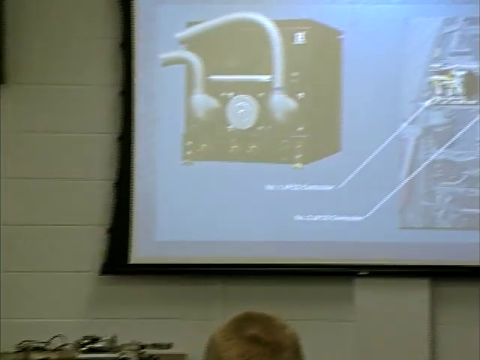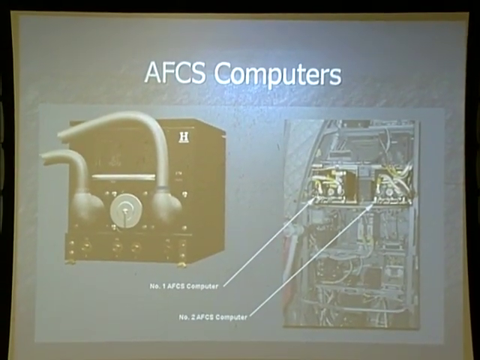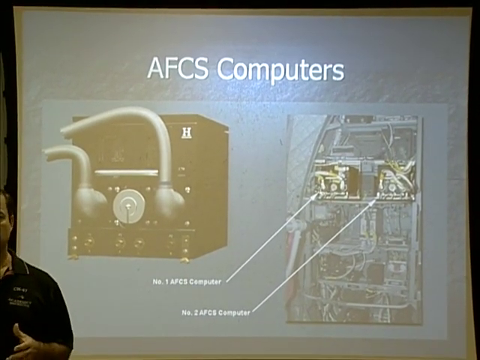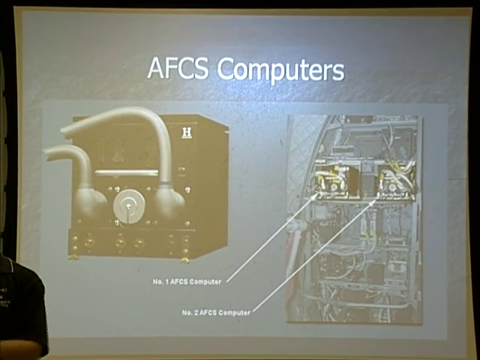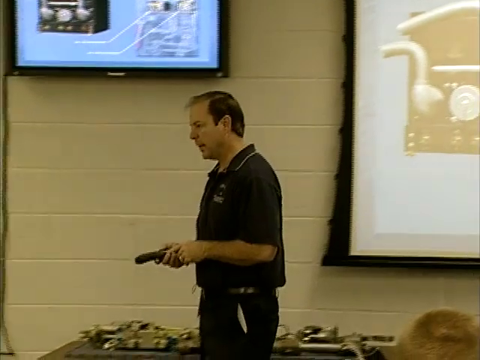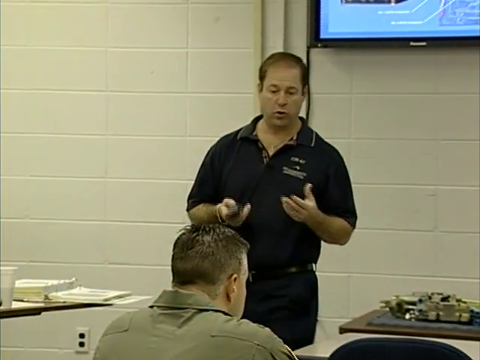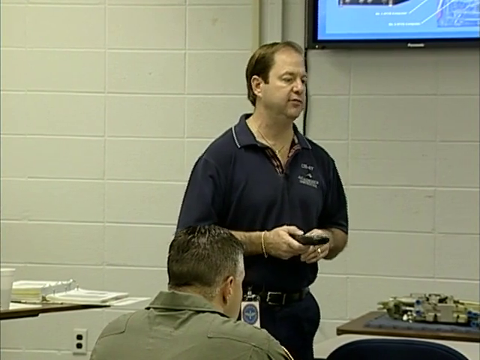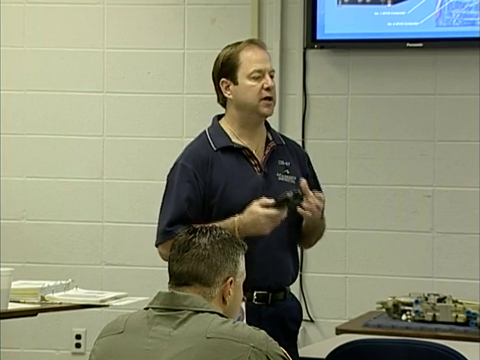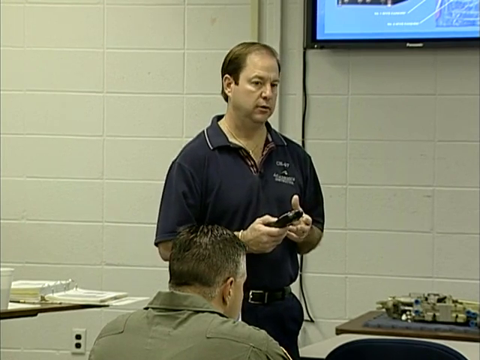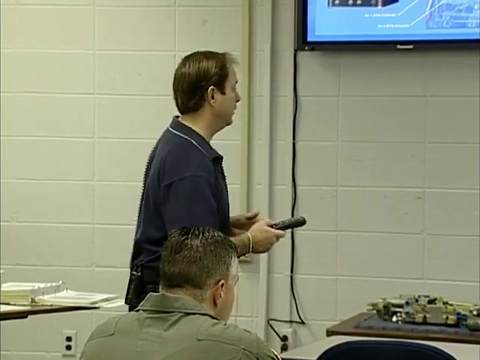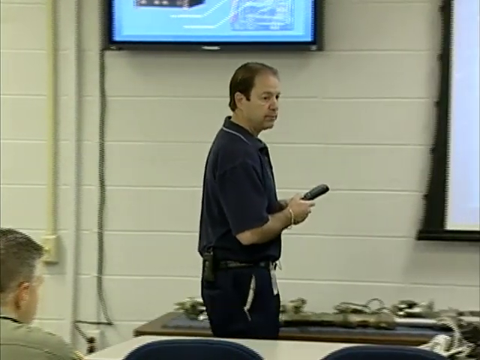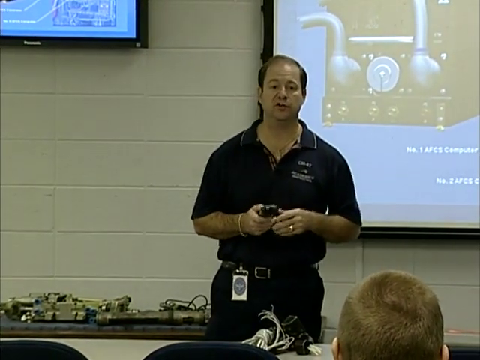We have two AFCS computers. We started off saying that both these computers are completely identical. You can put the number one computer in the number two slot and vice versa. Although we highlighted the fact that there is one feature that is unique to the number one AFCS, and that's which feature? Altitude hold. Why? It's because of the wiring connections that causes that, not because of the computer itself. Each one of those computers has 11 cards. Each one of those computers can do exactly the same thing.